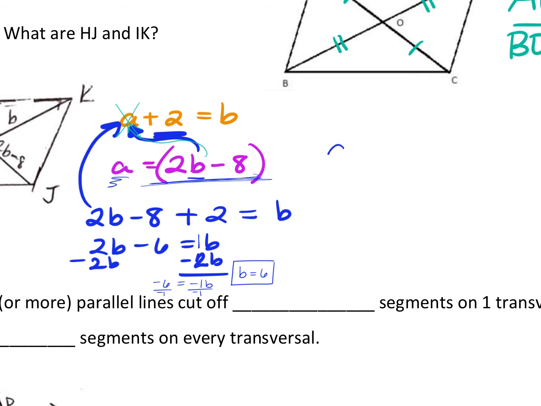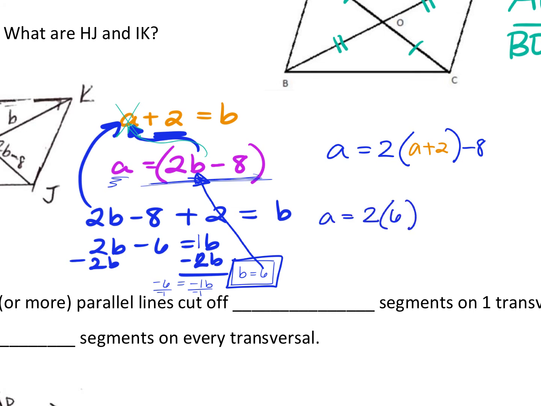If you did it the other way, you would say A equals 2 times, then drop in the A plus 2, minus 8, right? And that'll get you the same thing. You'll get to the same point, just in a different order. Now we solve for A first, instead of B. Okay, so if I know what B is, then bring that up here to find A. A is equal to 2 times my B value, which is 6, minus 8. So 12 minus 8. So A is 4.